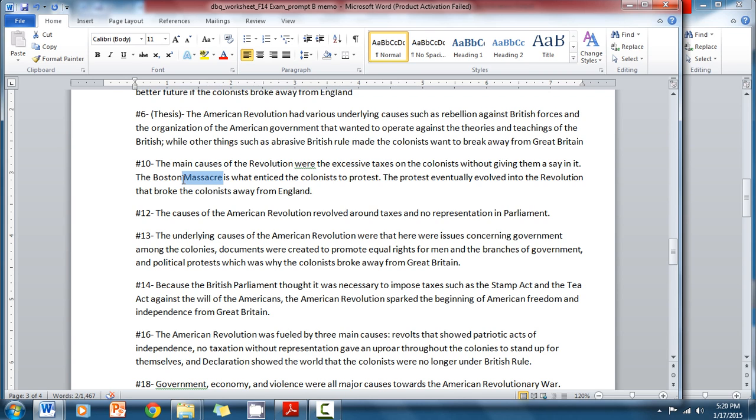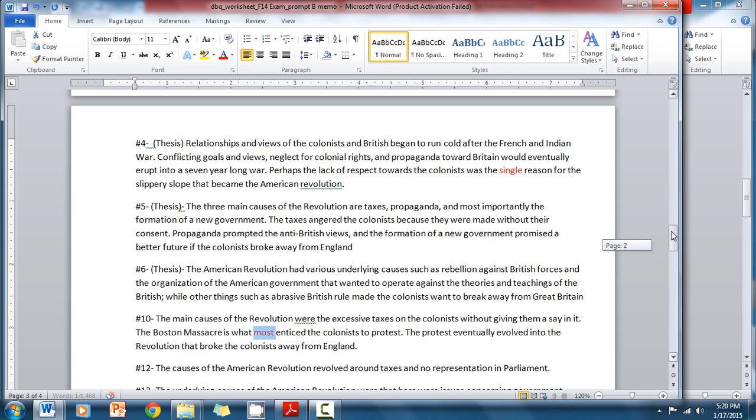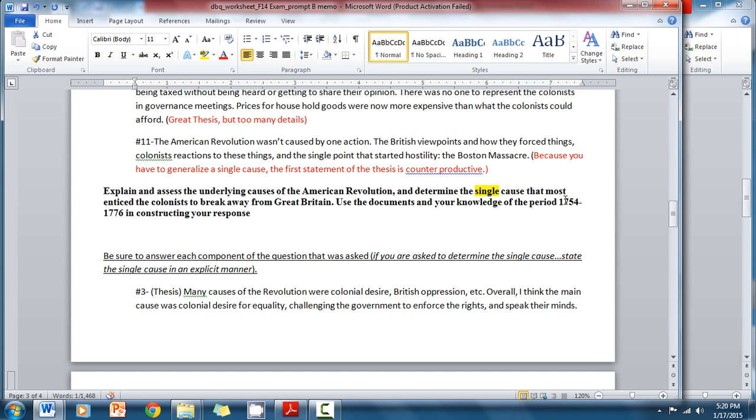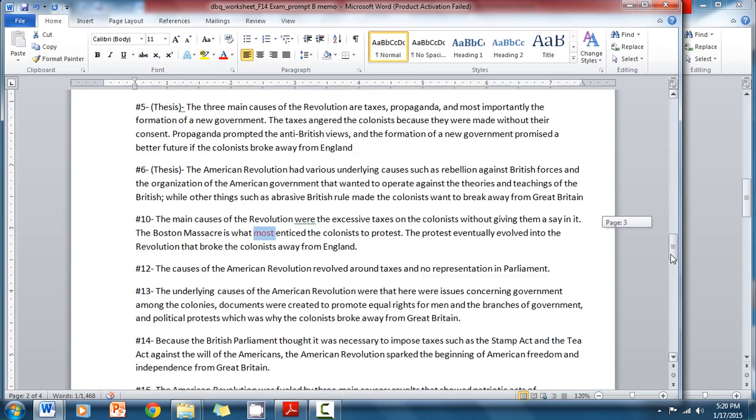And then here, when you're talking about the Boston Massacre, I would just add in a word of clarification, is what most enticed the colonists to protest. That would probably be a great descriptor, since the prompt asks you to determine the single cause that most enticed the colonists to break away. Well, you either need the word single, the single event that was most significant or had the largest impact, or something like the single event that most enticed the colonists. That needs to be in there, since that's what was asked.